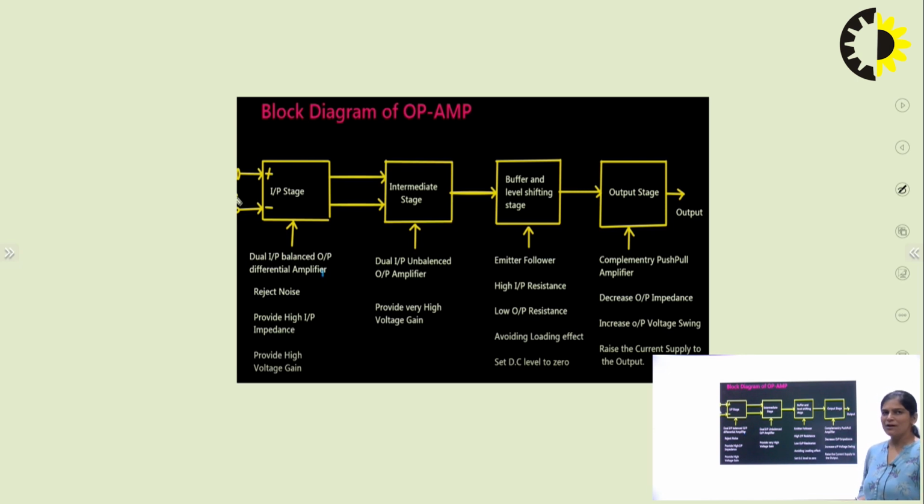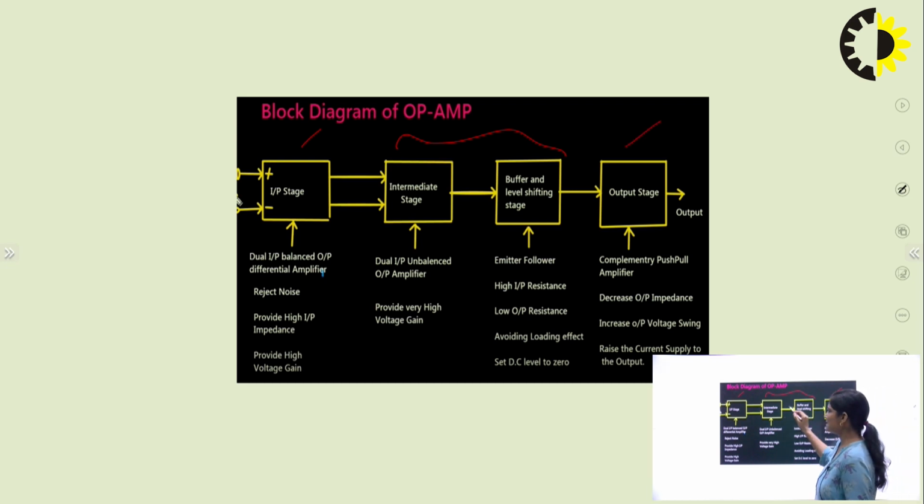So, this is the block diagram of an operational amplifier. Here there are mainly 3 stages. This one is the first input stage, this is the intermediate stage, and this is the output stage. In the intermediate stage, 2 stages are defined: the intermediate stage and the buffer and level shifting stage. Now, what is the working of all the blocks present in this block diagram of the operational amplifier?